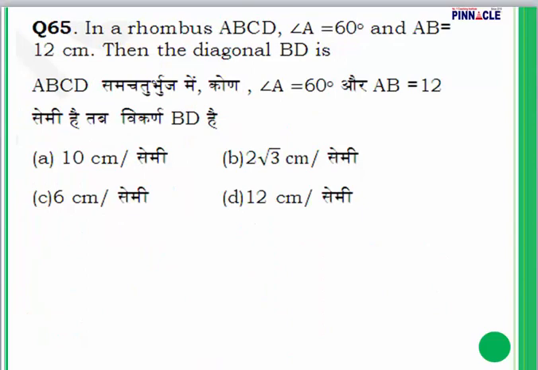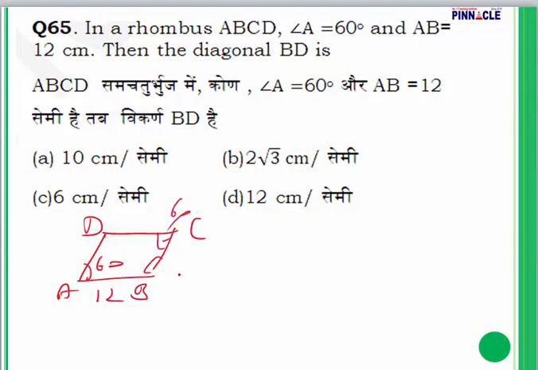Question number 65. In a rhombus ABCD, angle A is 60 and AB is 12. If this is 60, then the adjacent angle will be 120, and the other angles will be 60 and 60. So 60, 60, and the remaining one will be 60 also. If this side is 12 and this is 12, then because this is an equilateral triangle, it will be 12. Answer is BD, BD is 12.